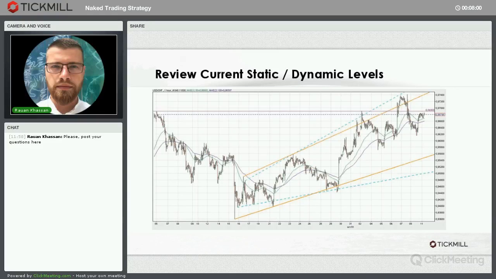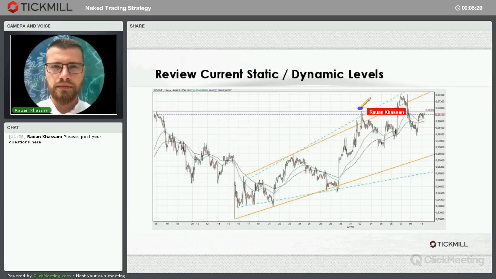And this chart shows you both static and dynamic level. As for static level, you can see resistance put at 0.9690. It was set in the beginning of the month. The static resistance was confirmed during the next point of testing.